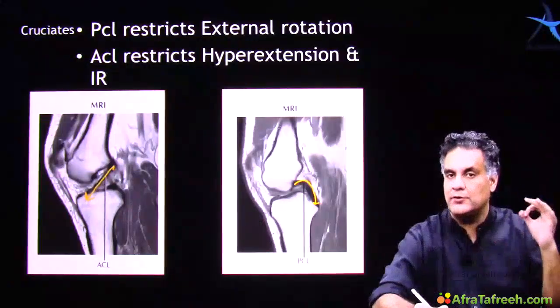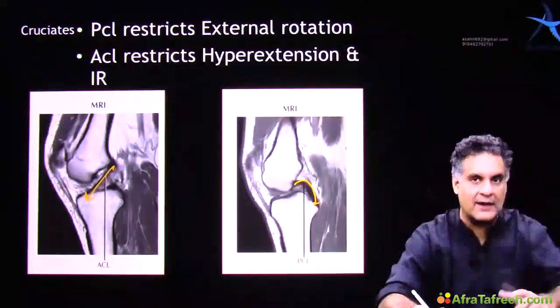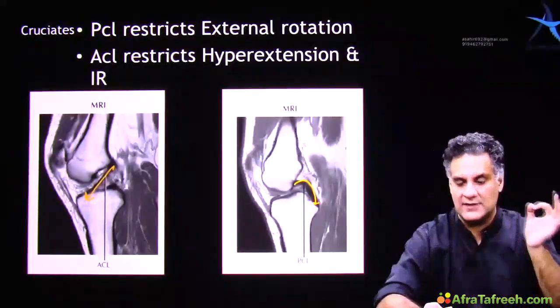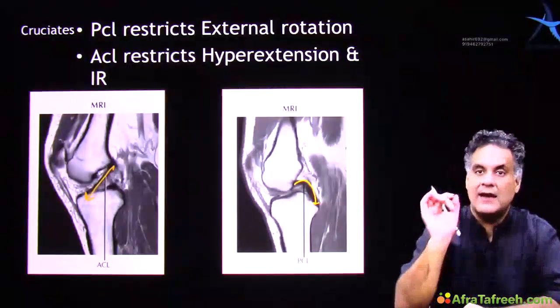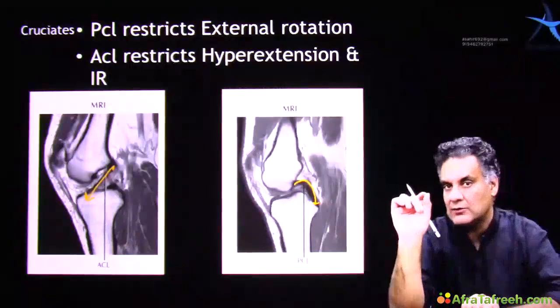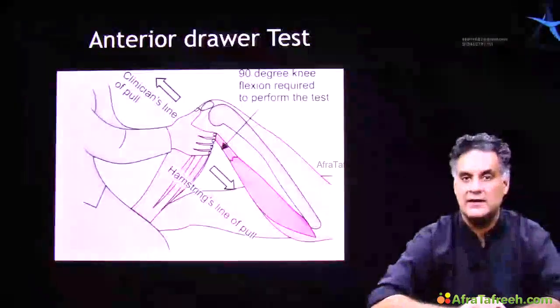And PCL is the most posterior structure on the upper end of the tibia. That is why when a dashboard injury affects the tibia, it is the PCL which is the worst. Right? So PCL restricts posterior translation, ACL restricts hyperextension and internal rotation. And when there is an ACL injury, sometimes there can be a chipping of the lateral tibial plateau called a Segond's fracture, which is a telltale sign this patient has an ACL injury.